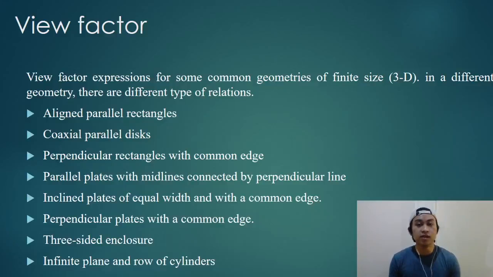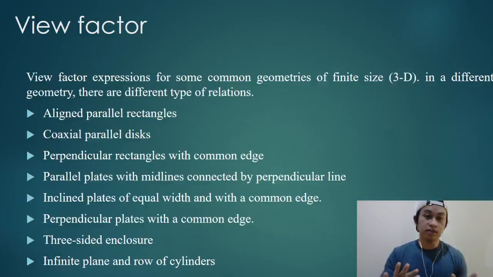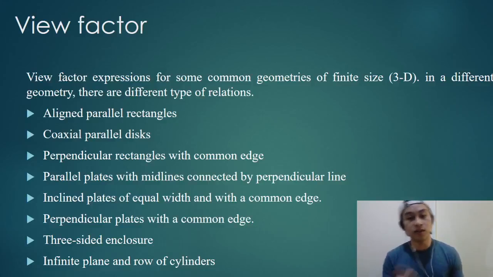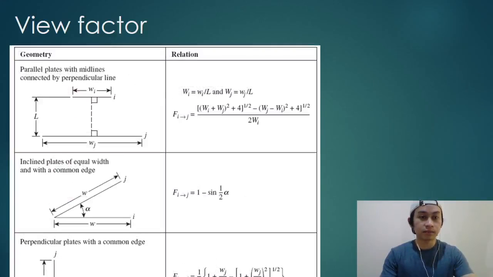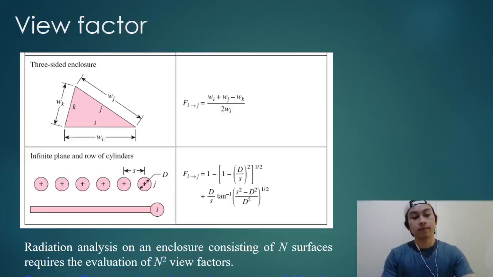Next is the geometry of finite size in 3D and the relations. For different geometries, there are different types of relations. Here are eight types of geometry, and you can see the geometry and the relation. The radiation analysis of an enclosure consisting of n surfaces requires the evaluation of n squared view factors.